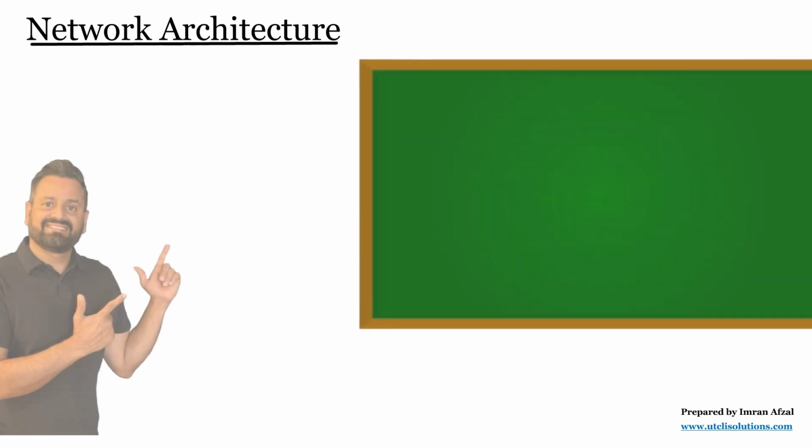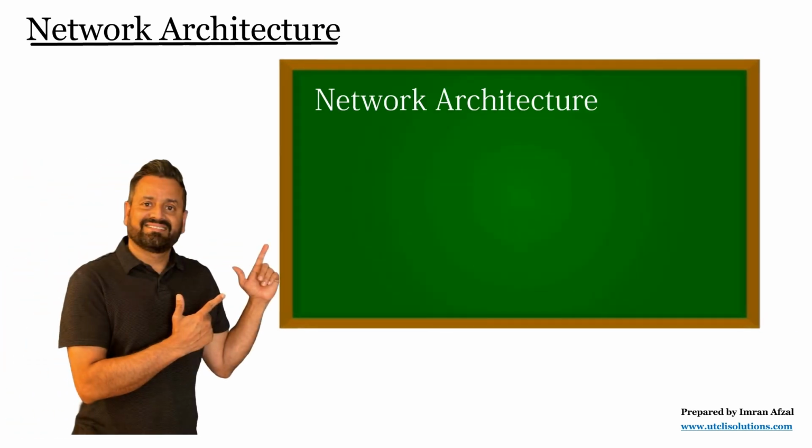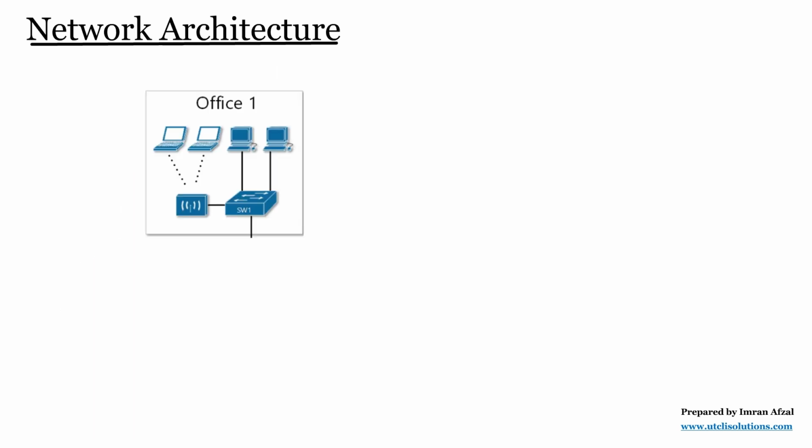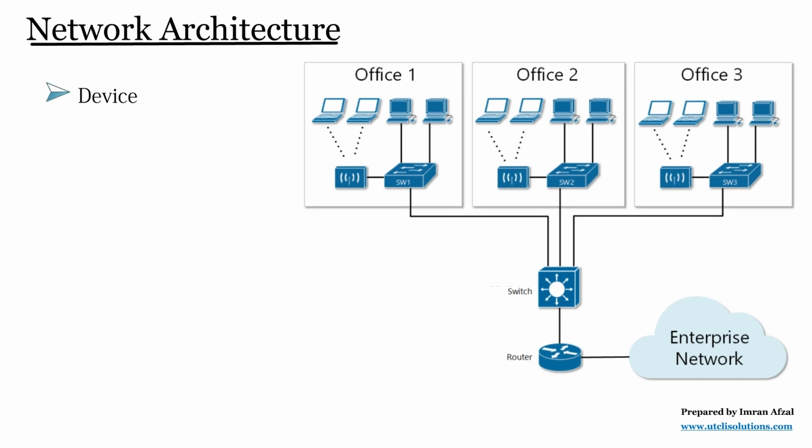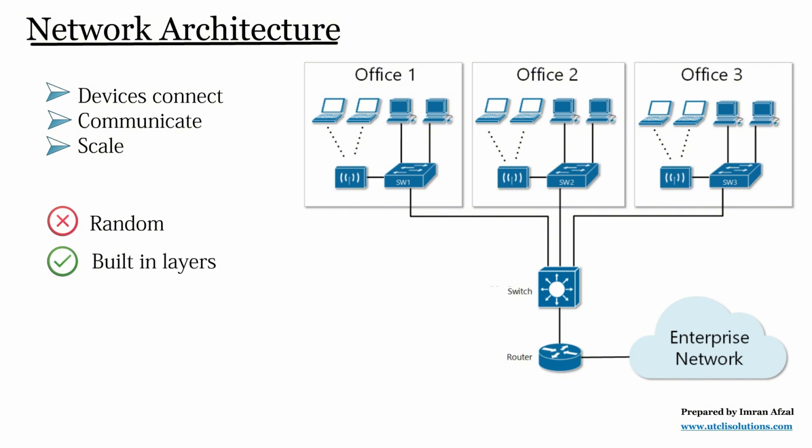Now, let's explore the network architecture. In any modern network, whether it is a small office or a large enterprise, there is a structured way to design how devices connect, communicate, and scale. This structure is called a network architecture. And it is not random. It is built in layers where each layer has a specific role.